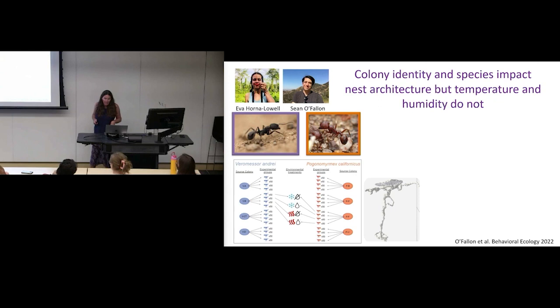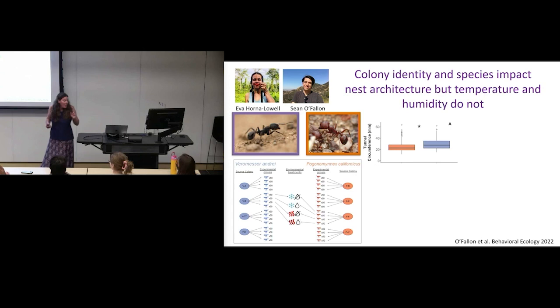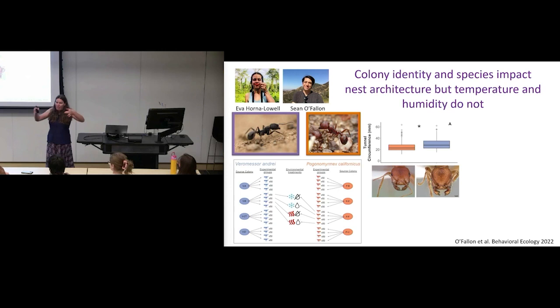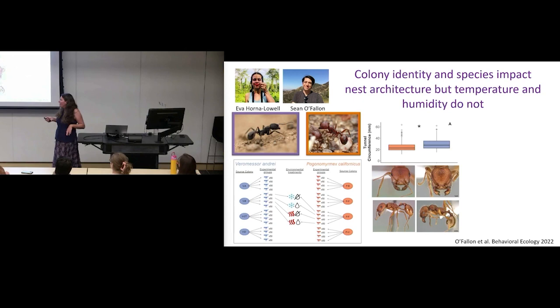digitized and quantified them. And so the first thing we found was that there was slight differences between the width of the tunnels of the two species. So it turns out that the Veromessor andrei dug slightly bigger circumference tunnels than Pogonomyrmex. Our first explanation was, well, maybe there's differences in head size, and Veromessor andrei have bigger mandibles so they can make bigger spaces. Turns out there was not a significant difference between head size, but Veromessor andrei have slightly bigger body size than Pogonomyrmex californicus.